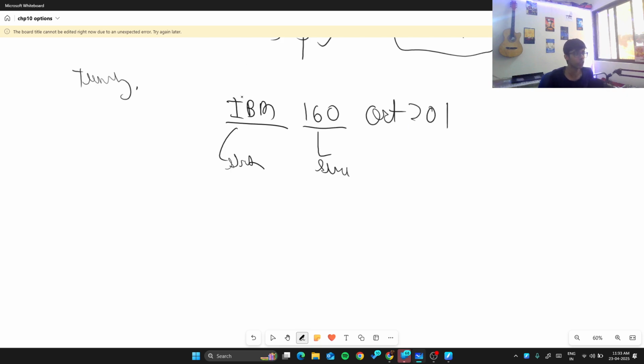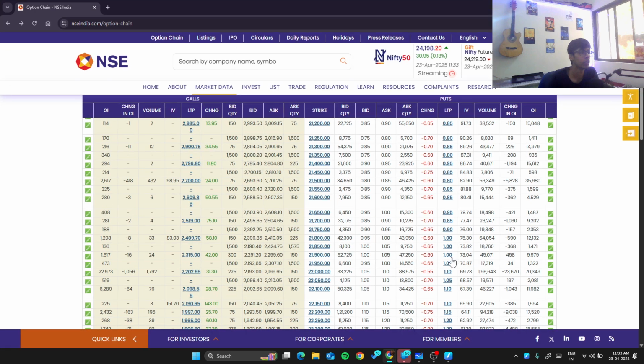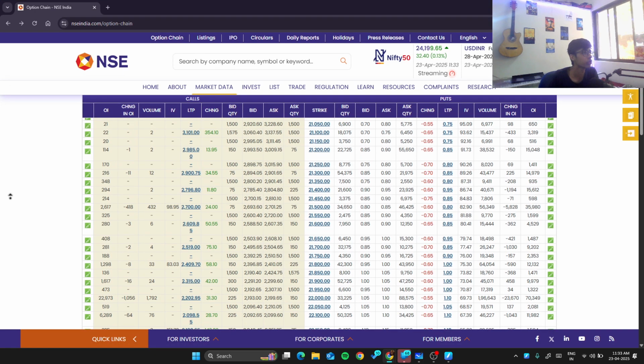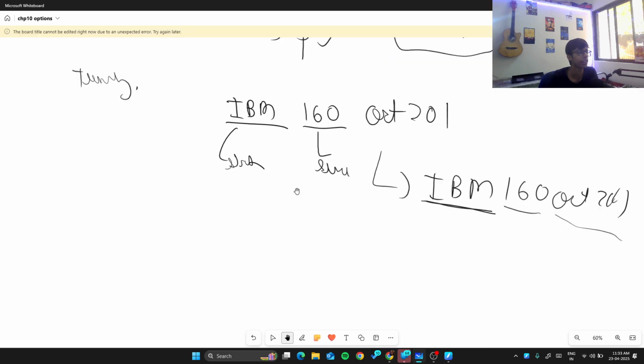So if somebody gives me the price of this October 2021, you have to understand that he is asking about the option on IBM with a 160 strike price and an October 2021 expiry date. You can see here Nifty 24 and so on: this is a strike price and this is an expiry date, right? You can think of it like that.